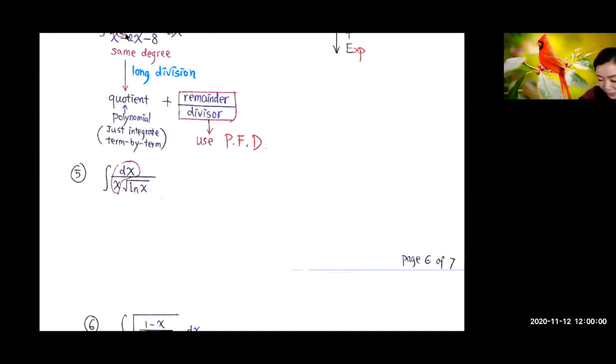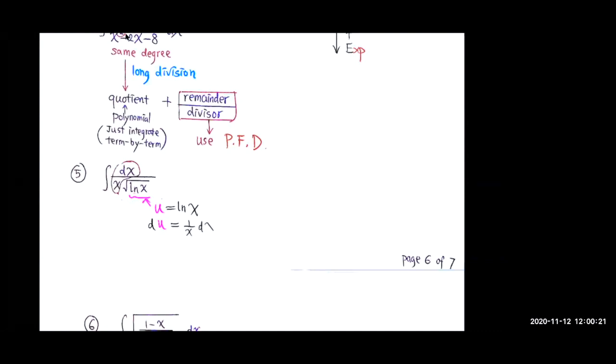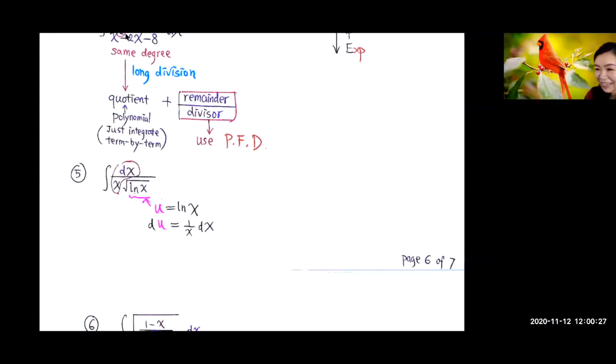So we're going to let u be ln of x. What will be du? du is what? 1 over x dx. And you see this 1 over x dx over here is going to match with this one over here.